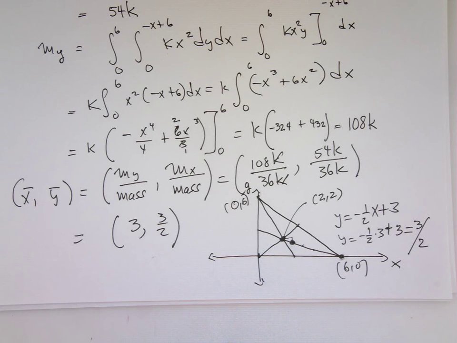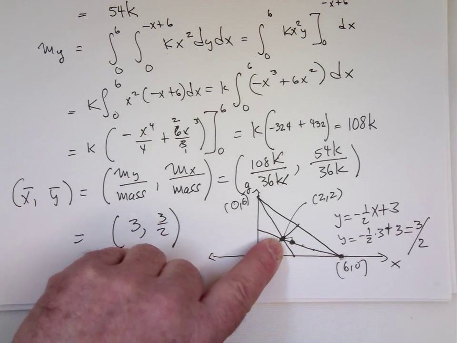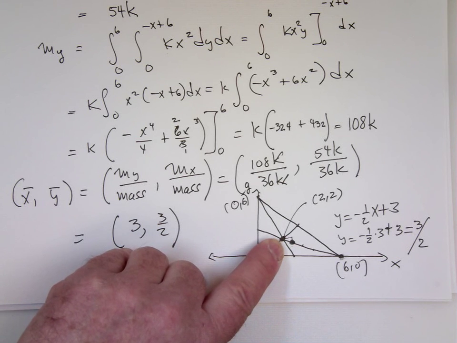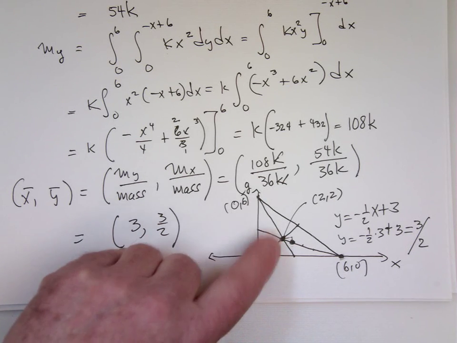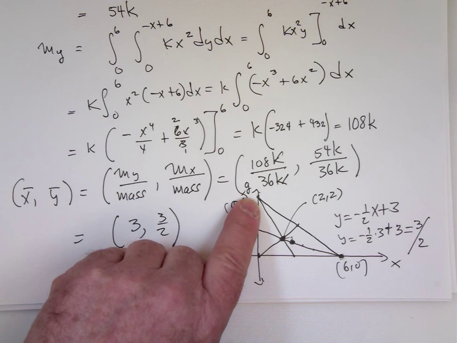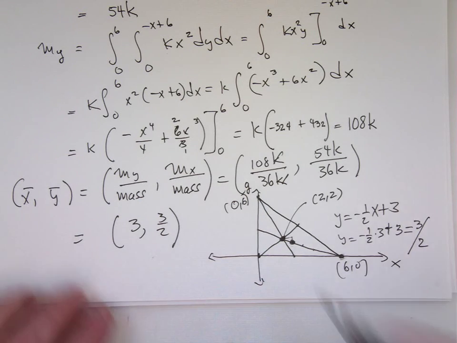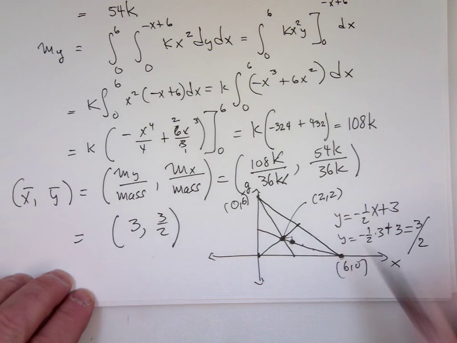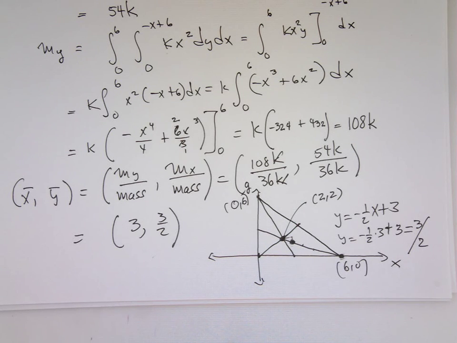And not only that, if we had ky instead of kx, where would that centroid go? It would head up this median, up to this 0, 6 line. And if we had kxy, it would head along the median right to the middle of that hypotenuse, 3, 3. It's amazing.